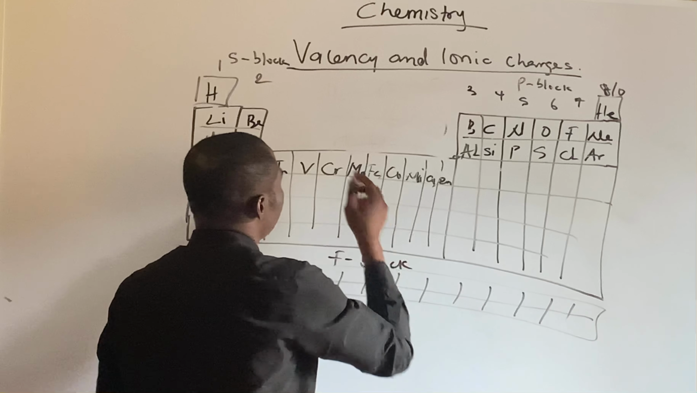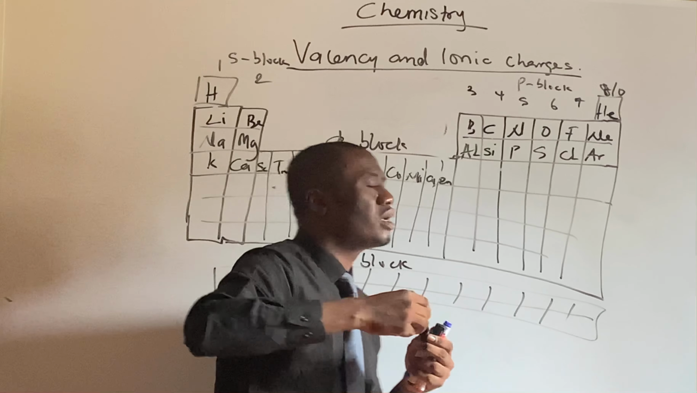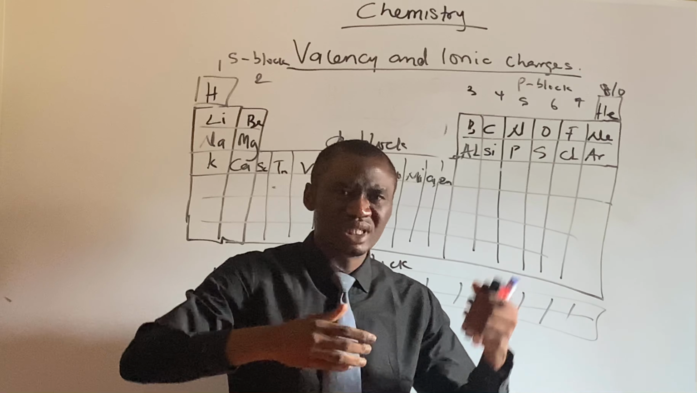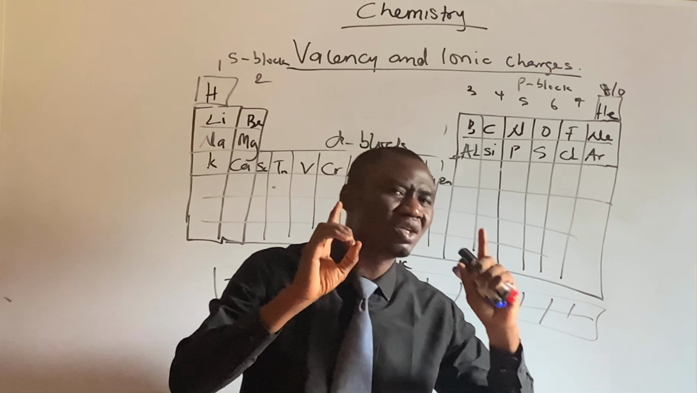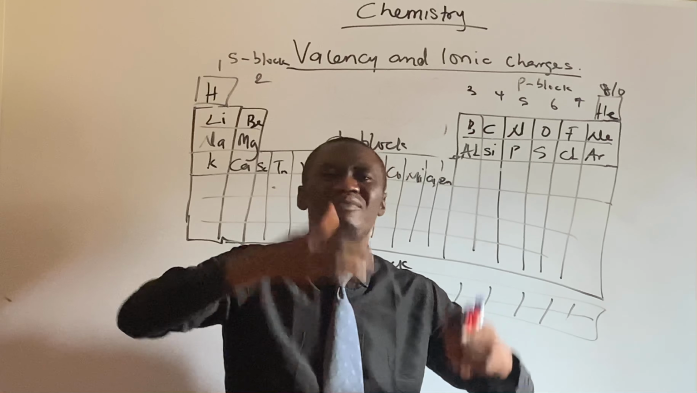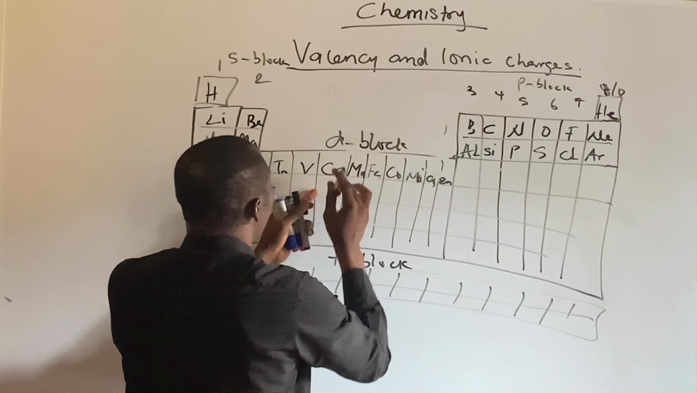Now, these guys are known as the D block. The D block is called the transition metals, and they have a variable oxidation state. The oxidation state is not just one ion or one anion or one cation. They have variable oxidation state. And let's look at this. Let's look at iron, for instance.